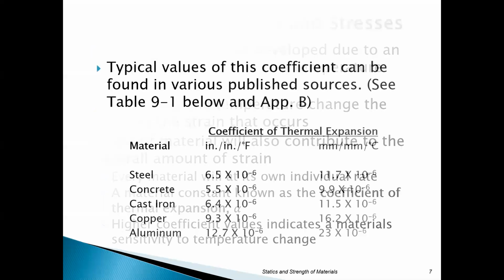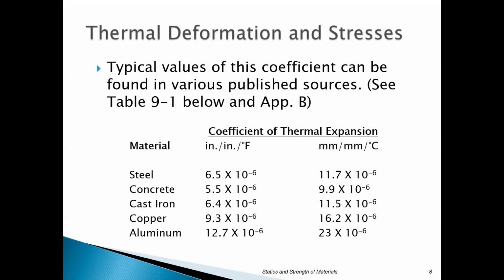So we have a chart, and this is a published type of chart. You can find many different sources. This is out of your book. This is table 9.1, and there are further numbers in Appendix B, and you can see some of these.